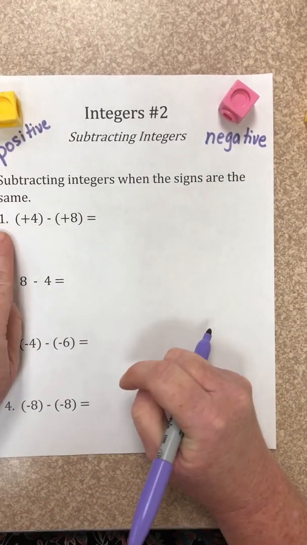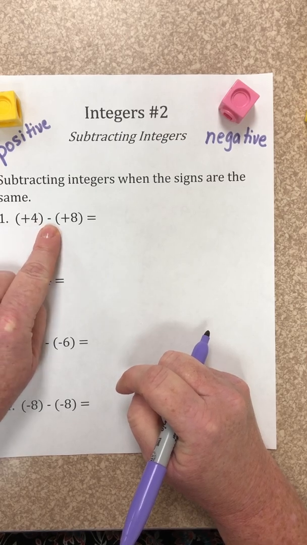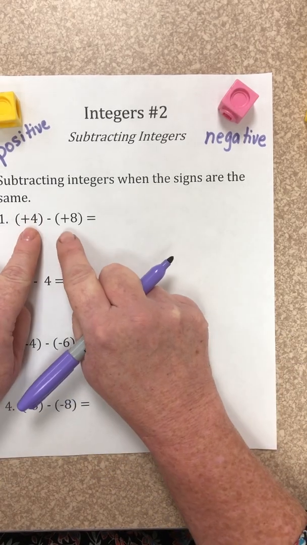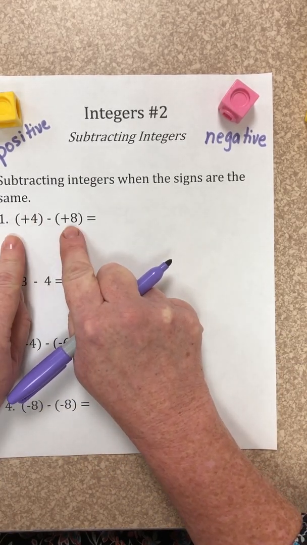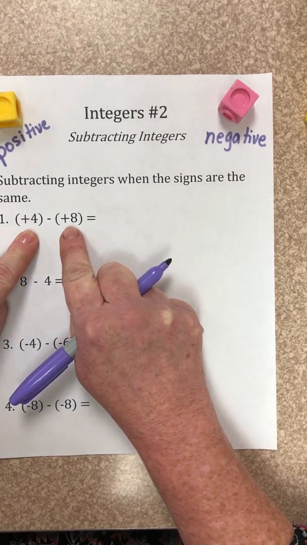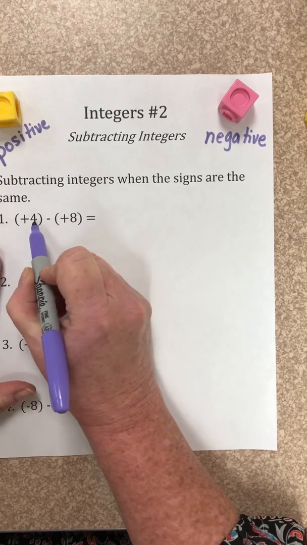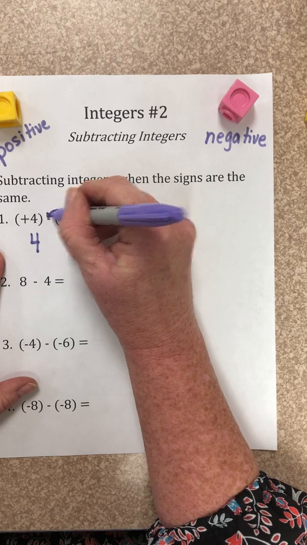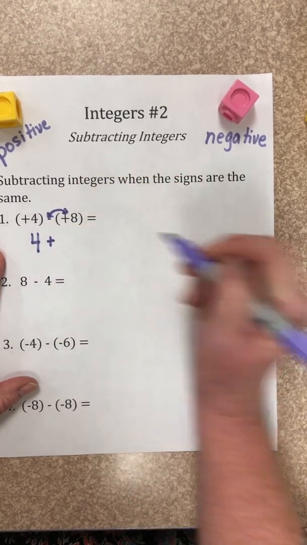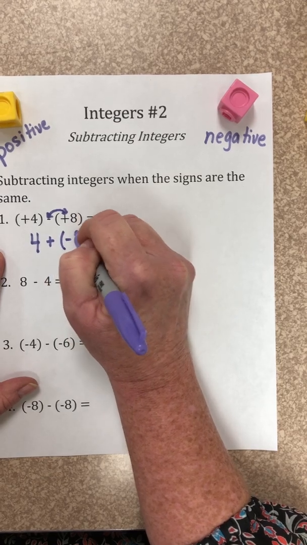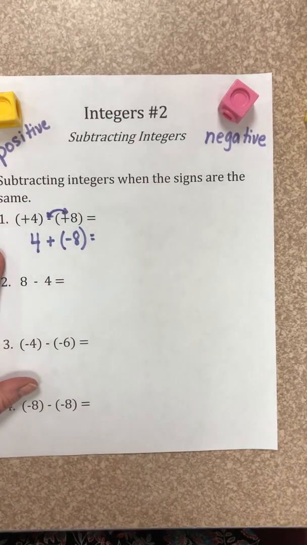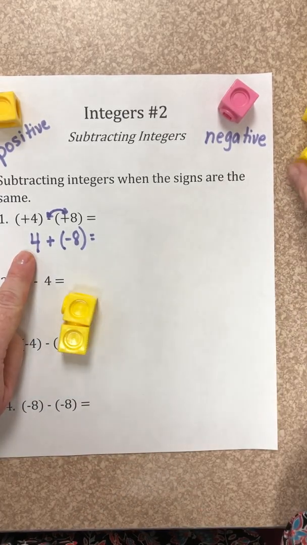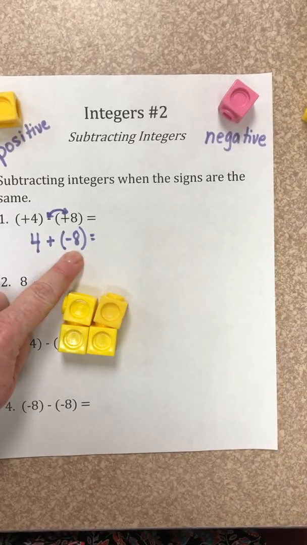So let's look at this one. This is positive 4 minus a positive 8. The signs are the same, and we're subtracting. A positive 4 minus a positive 8. So in this case, I might consider doing that little trick I told you about just a moment ago. This is a positive 4. And let's switch these two signs. So I'm going to say add a negative 8. So let's use our linking cubes for this. We need 4 positives, 8 negatives.